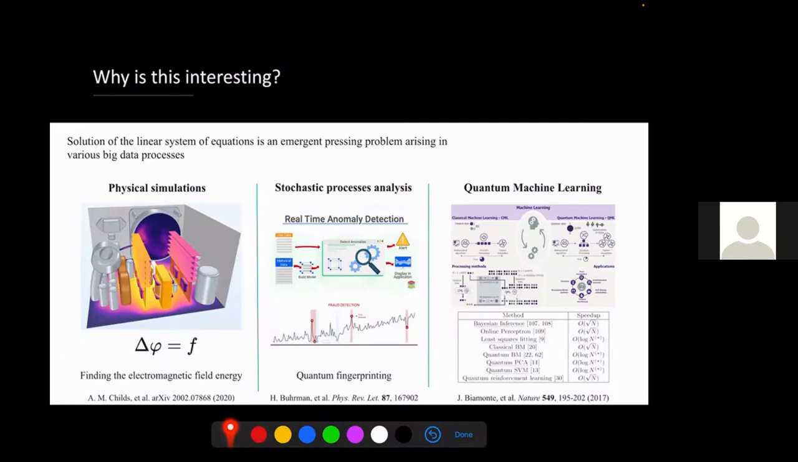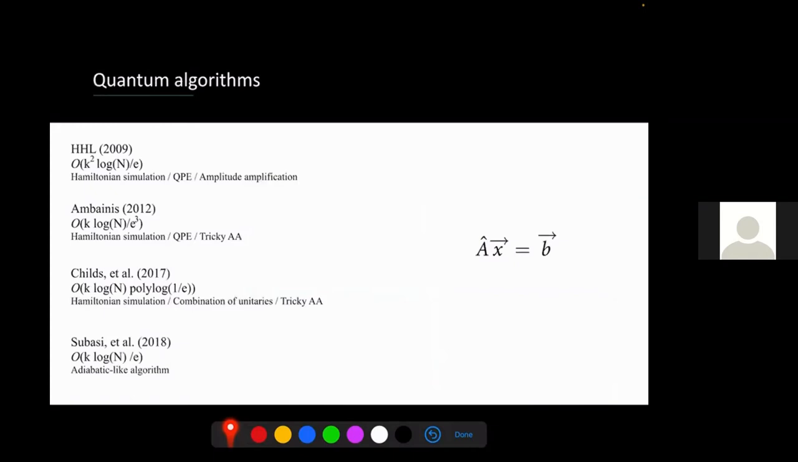Also, the stochastic process analysis, where we need to perform some anomaly detection, and it should be really fast. By using approaches like quantum fingerprinting, it could be done on quantum hardware. And of course, machine learning, because a linear system of equations is basically linear algebra in quantum, and machine learning is about linear algebra, and many subroutines are very costly and computationally challenging, and these quantum approaches could really boost their performance. So how is it possible to solve the linear system of equations using quantum approaches?